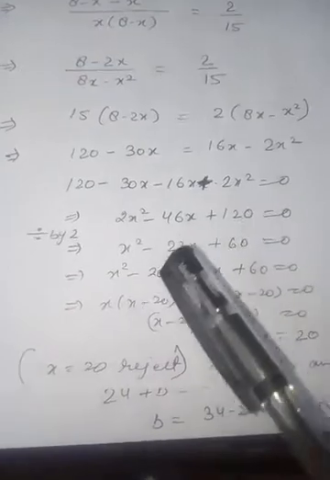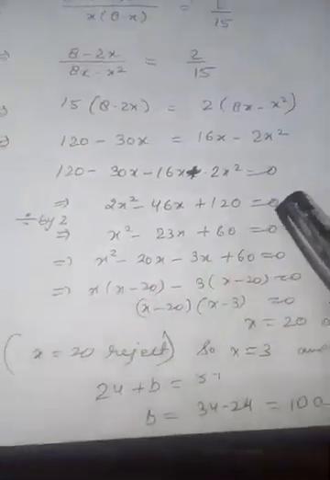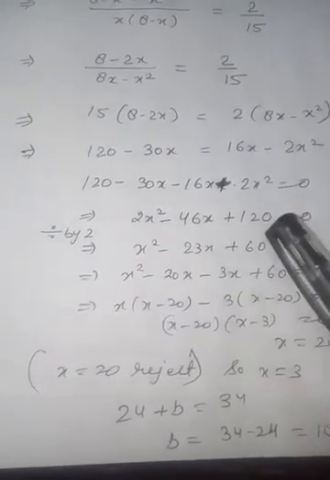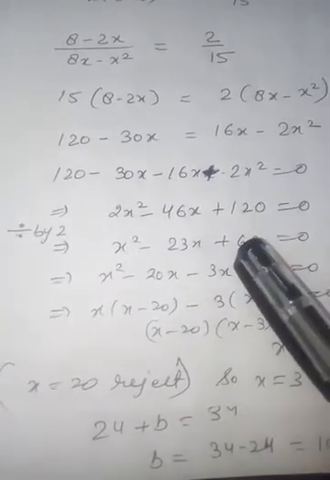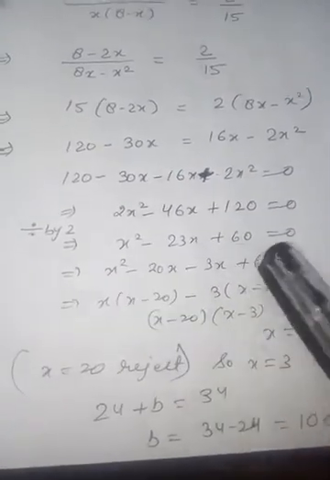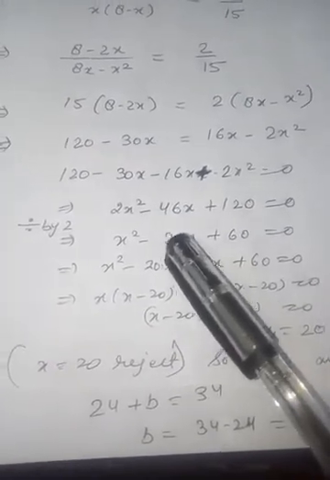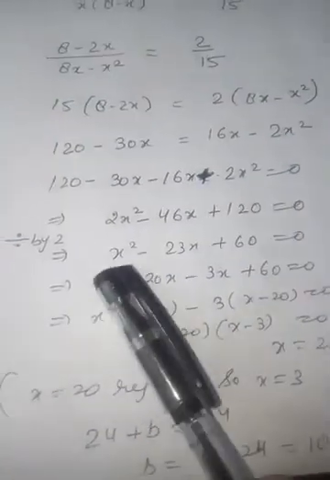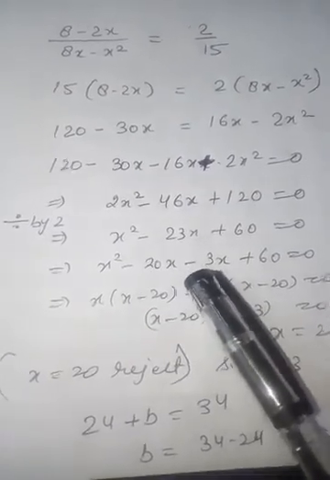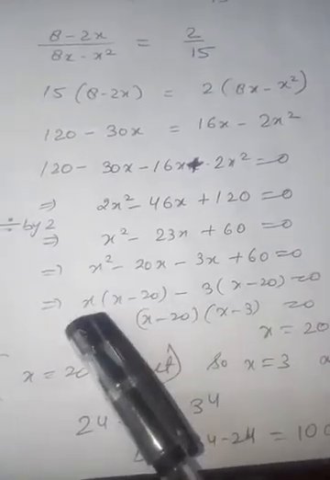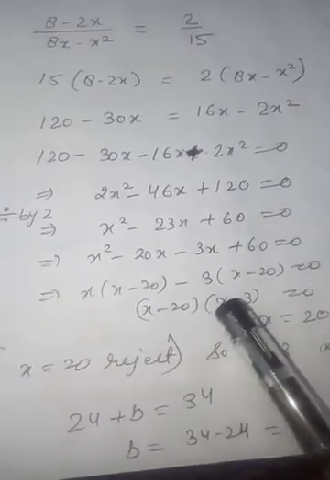Now shift everything over here and make the quadratic equation: 2x square minus 46x plus 120 equals 0. Here the whole equation is divided by 2, so we divide by 2, that is x square minus 23x plus 60 equals 0. Now factorize 60: the sum of these two numbers is 23 and the product is 60, so that is 20 plus 3. In place of 23 we write 20 plus 3, with minus sign, that is minus 20x minus 3x over here. Now take the common factors: x minus 20 is common in both, x minus 20 into x minus 3 equals 0.